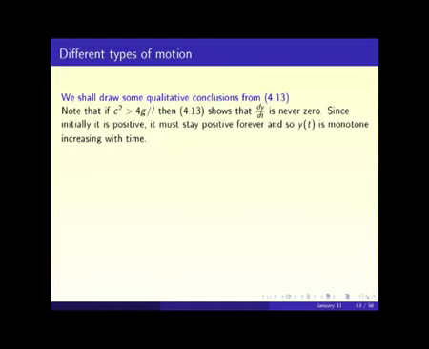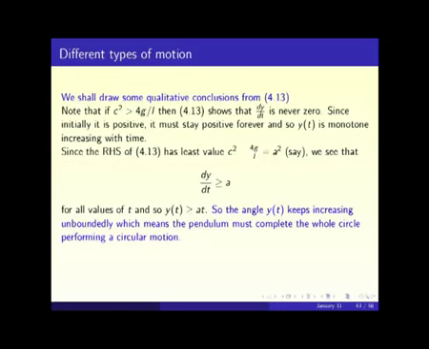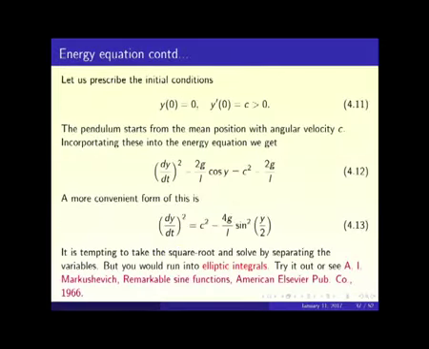That means that y of t must be a monotone increasing function of time. The function y of t is monotone increasing with respect to t. Also, since the right hand side of 4.13, let us go back to 4.13. What is the lowest that 4.13 can become? The lowest the right hand side of 4.13 gets to is c squared minus 4g by L. The right hand side of 4.13 is least when the sine factor is 1, and c squared minus 4g by L is positive, say call it a squared.